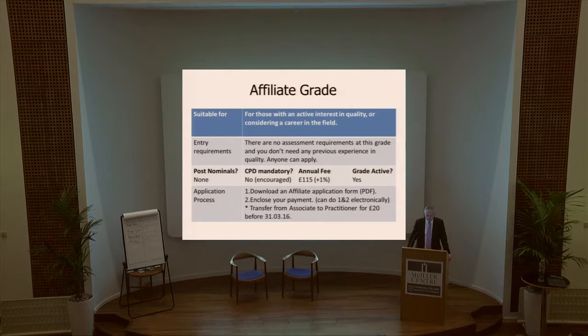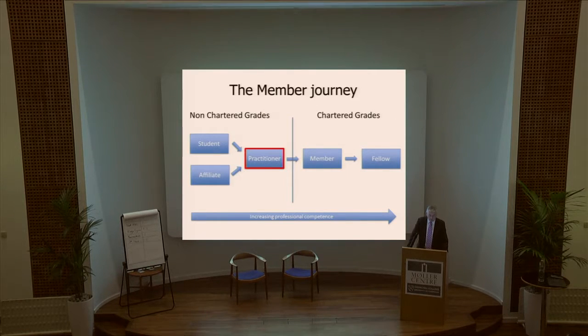No post-nominals. CPD isn't mandatory, but we encourage it. And there is an application process which involves filling in an affiliate application form and sending us the relevant payment. The grade is active now. But where we would like to see people moving to, certainly in the previous associates, is practitioner grade.